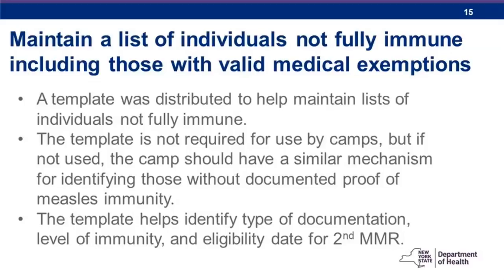The template also helps identify individuals that are classified as being in process, which means they have received 1 MMR and are scheduled for a second dose. Second doses are typically administered a minimum of 28 days after the first MMR, so there's a space to record that on the immunization template.